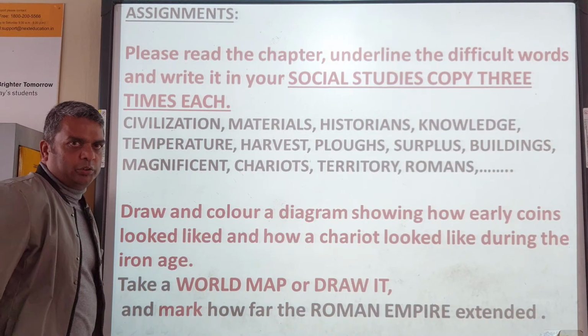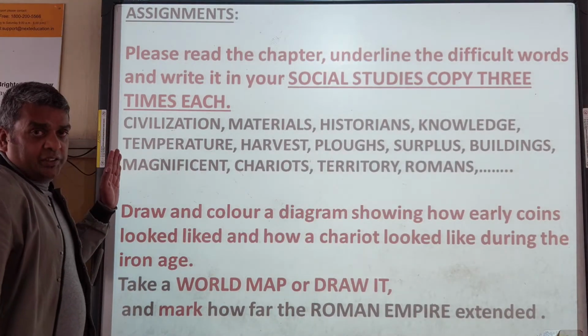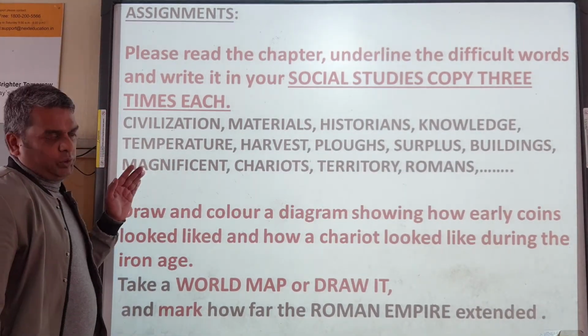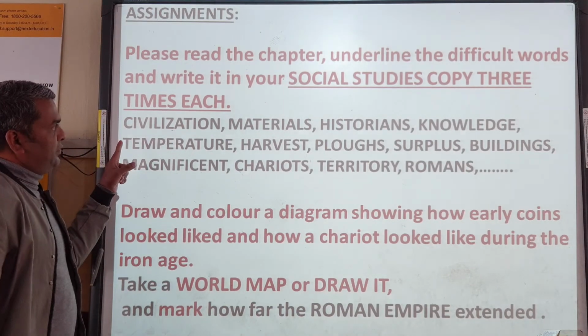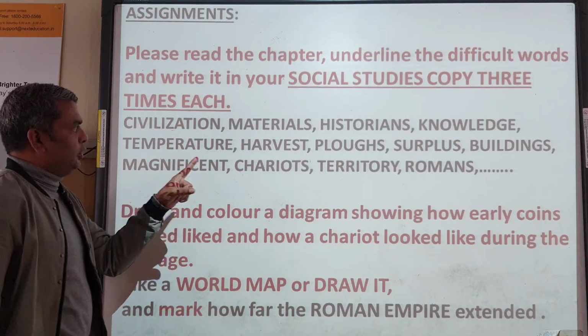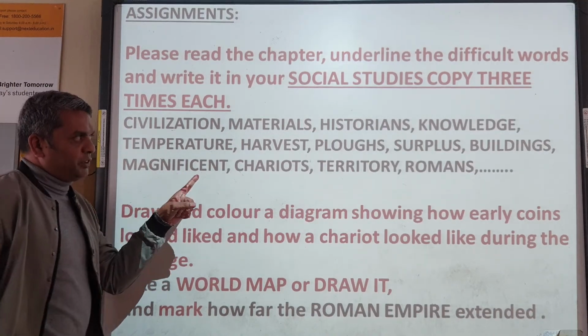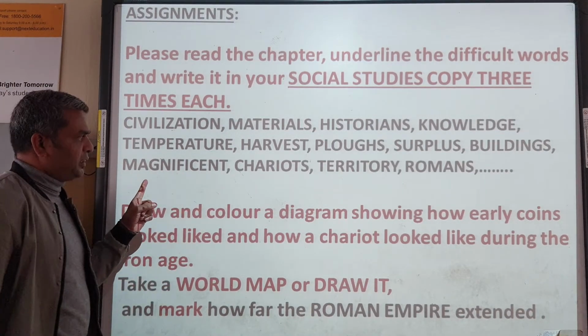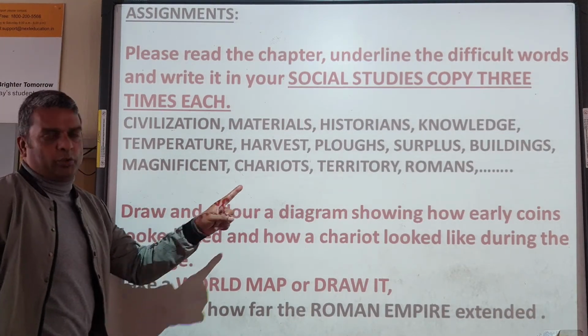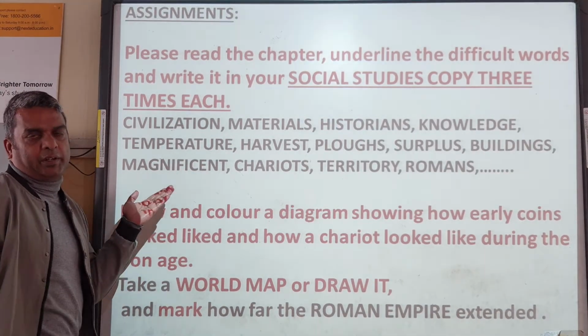Now, what I want you all to do is read the chapter, underline the difficult words. There are a few words given here, like civilization, materials, historian, knowledge, temperature, harvest, plows, surplus, buildings, magnificent, chariots, territory, Romans. If there are other words, you can write it down.